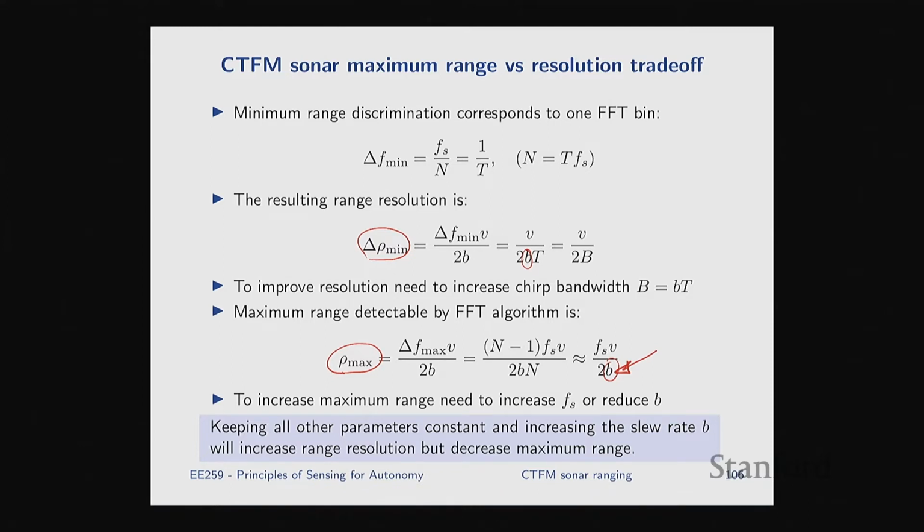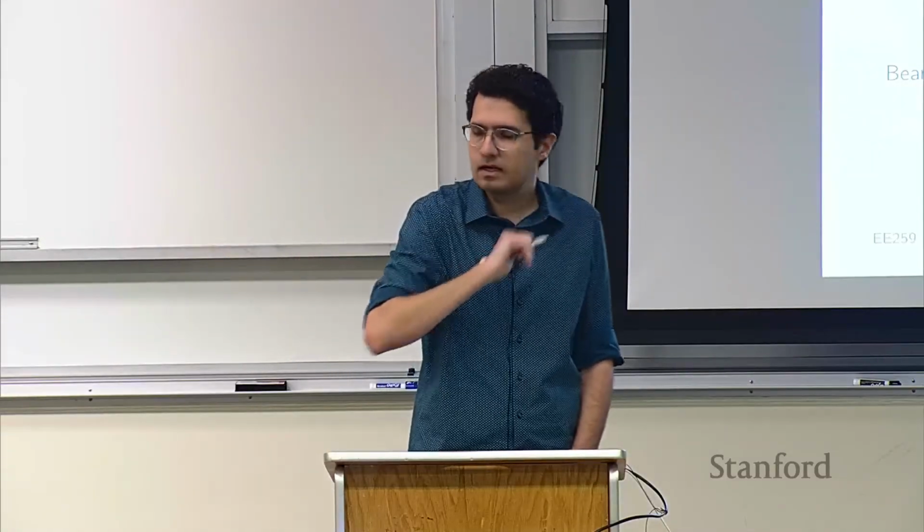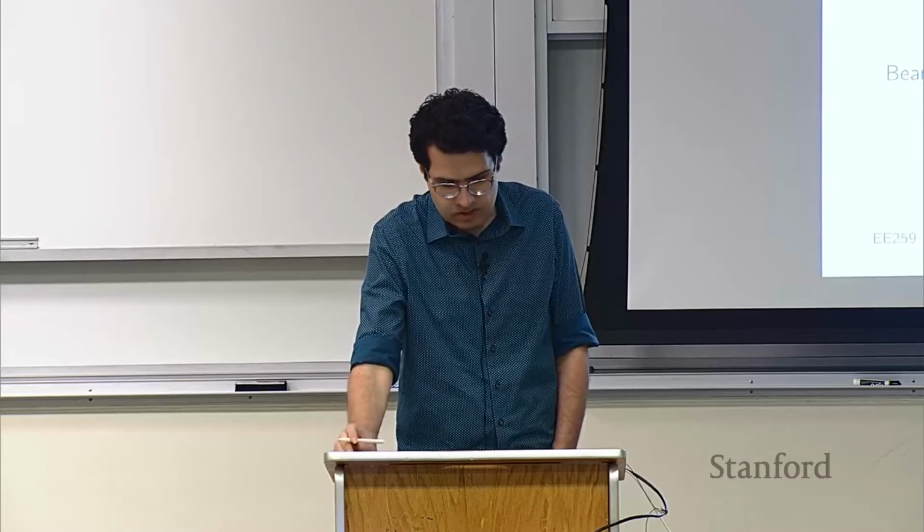Okay, so let's continue. We talked about ranging so far and how it's done in both the case of pulse echo sonar and continuous wave sonar, right? What we have not talked about yet is how you estimate the bearing angle, or the direction of arrival, for the target. Now, in terms of bearing estimation, there are different ways of doing it.